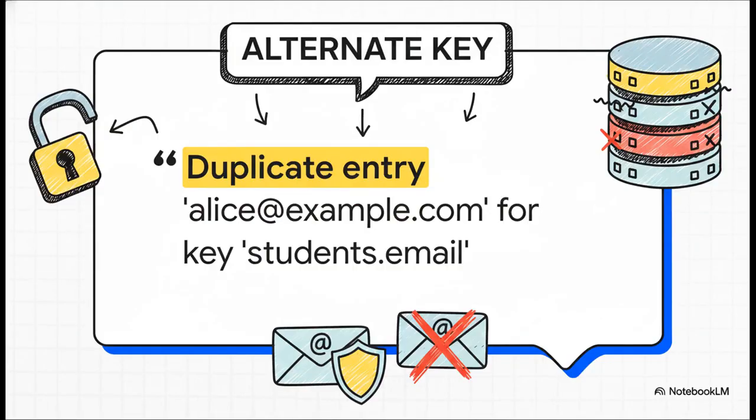And there it is. MySQL throws an error, and it tells us exactly what went wrong. Duplicate entry alice@example.com for key students.email. That error message is actually a success story. It's our alternate key doing its job perfectly, acting as a guardian for our data's integrity.